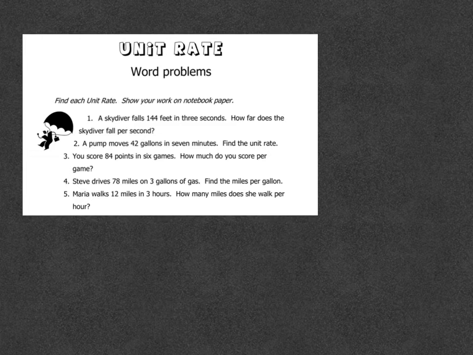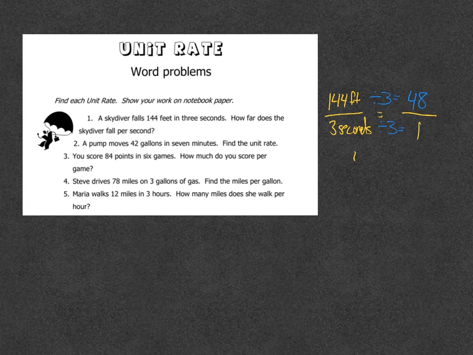So, number 1, a skydiver falls 144 feet in 3 seconds. How far does the skydiver fall per second? So we know we've got 144 feet over 3 seconds. But remember, with unit rate, we want to get that down to how many in 1 second. So we go over 1, right? And then what we do is, 3 divided by what equals 1? 3 divided by 3 equals 1. What we do on the bottom, we do on the top. And we get 144 divided by 3, and that equals 48. So the answer for number 1 is 48 feet per second.